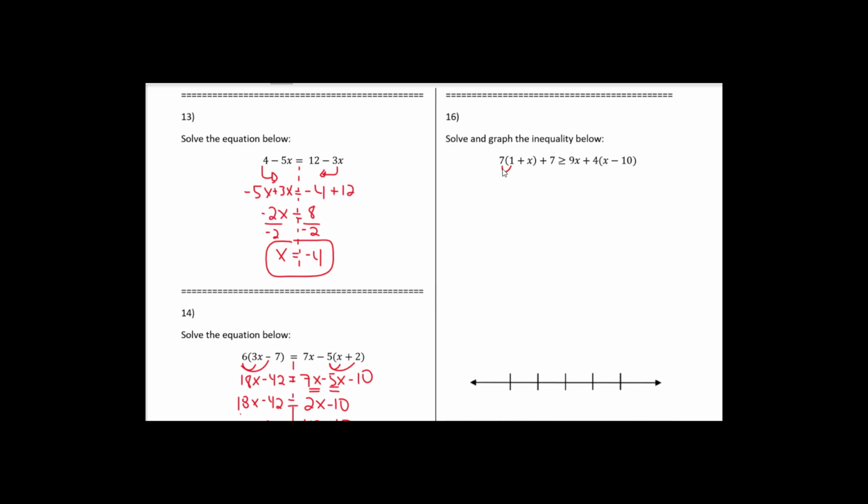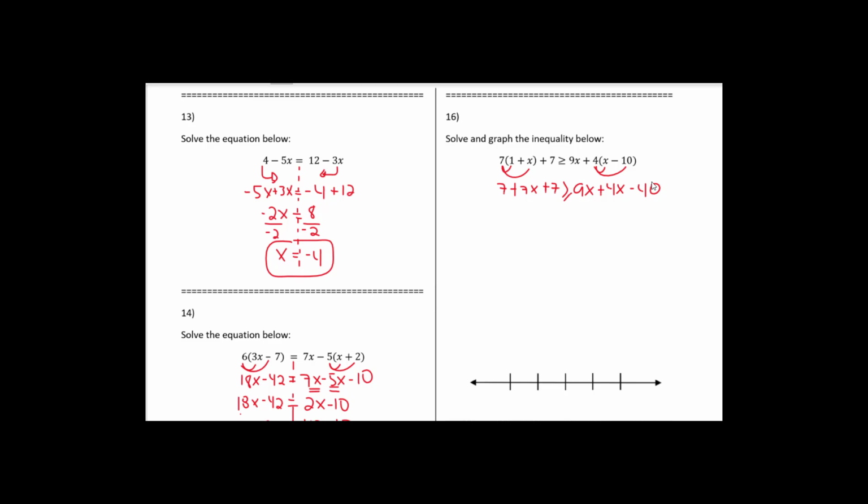So we're going to multiply the numbers that are outside with the numbers that are inside. So this would be 7 times 1 is 7. 7 times x is 7x. Bring down this other 7 here. Greater or equal to, then bring down the 9x. 4 times x is 4x. 4 times negative 10 is negative 40.